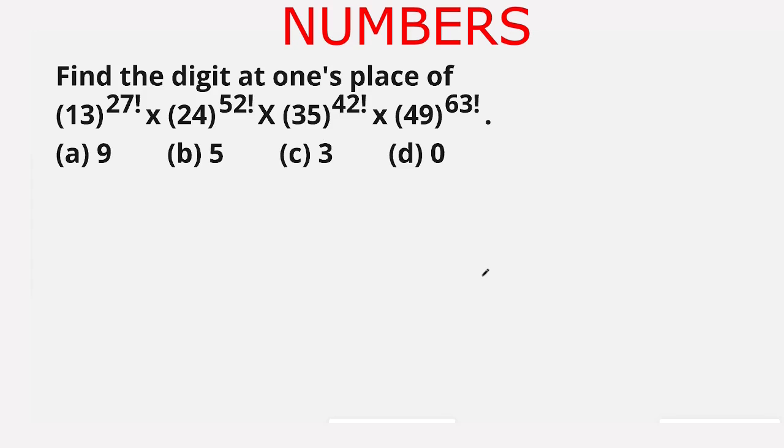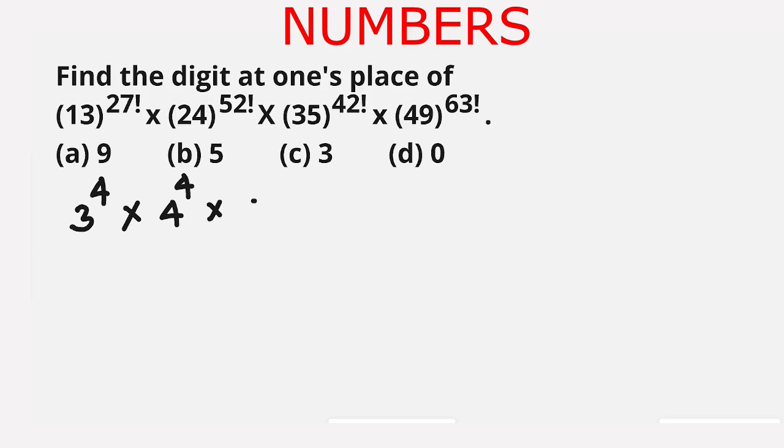Now I will explain after solving it. The ones place digit of 13 is 3 and its power will be 4. Multiplied by 24, whose ones place digit is 4 and its power will be 4, as all the factorials are completely divisible by 4.